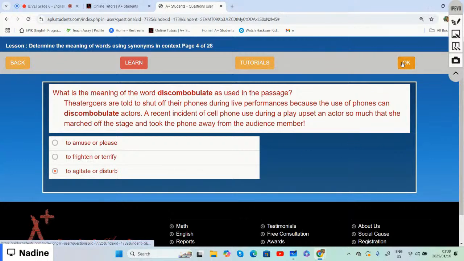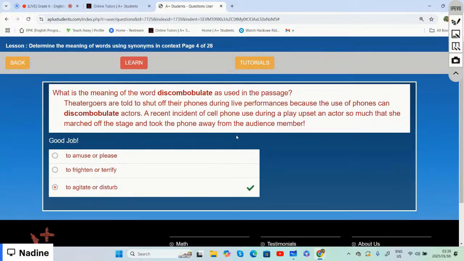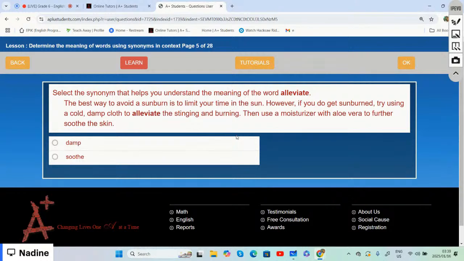Let's see. I speak under correction. Yes. So discombobulate means more to agitate or to disturb you. Because remember, if you are in your role and now a cell phone rings, it basically throws the person off from what he or she has to say, right?